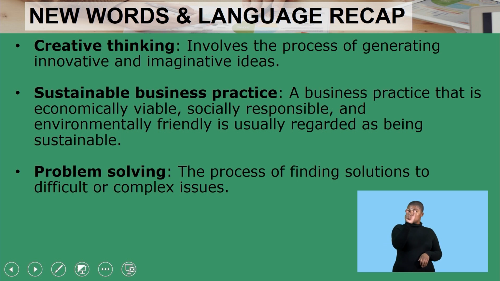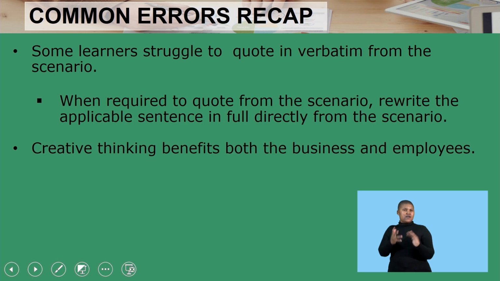Then these are the words that we've learned. Creative thinking, we said it involves the process of generating innovative and imaginative ideas. We also looked at sustainable business practices. We said it is a business practice that is economically viable, socially responsible, and environmentally friendly, which is usually regarded as being sustainable. Lastly, we looked at problem solving. We said this is a process of finding solutions to difficult or complex issues, right?